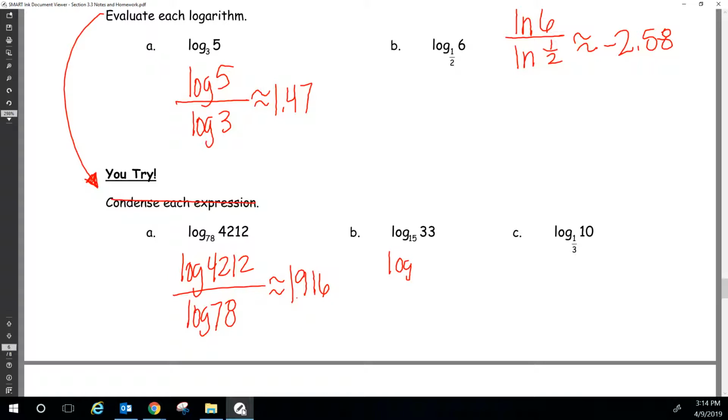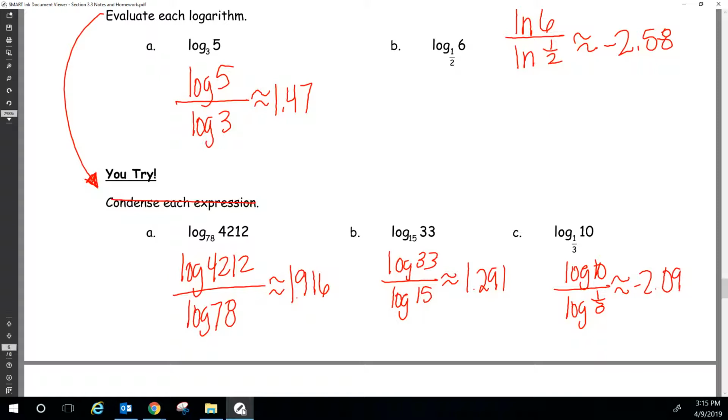This would be log 33 over log 15. Again, choose whichever base you want to, unless it tells you specifically. And finally, this would be log 10 over log 1/3. And that is approximately negative 2.096. And that's it for section 3.3.